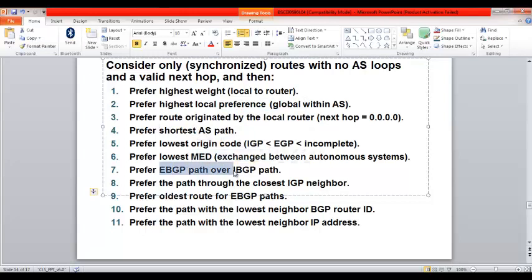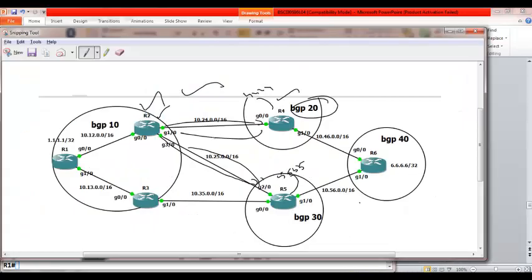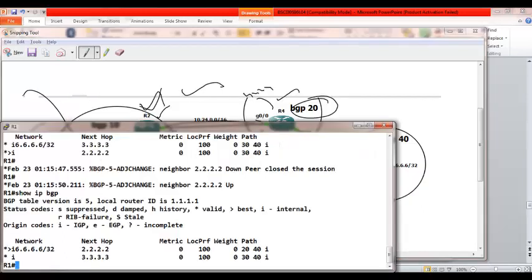eBGP is preferred over iBGP. No. Both are iBGPs. There is no eBGP. Isn't it? You see? Both router 2 and router 3 are iBGP for router 1. We are checking on router 1. Both are iBGP.